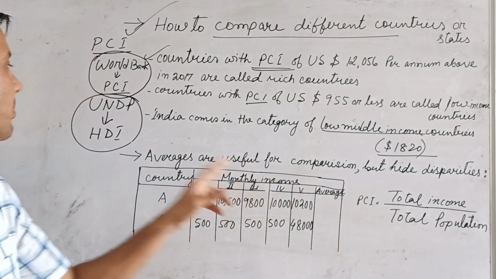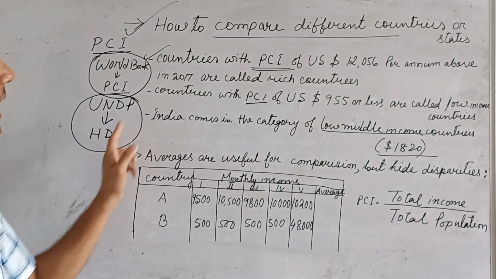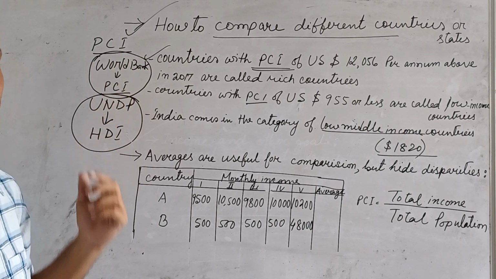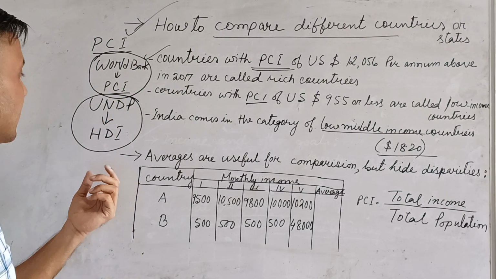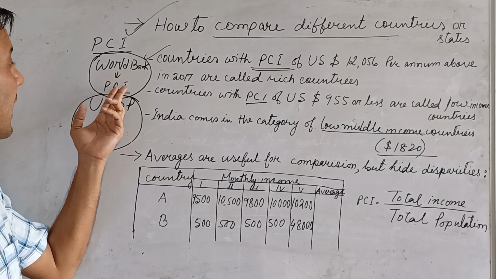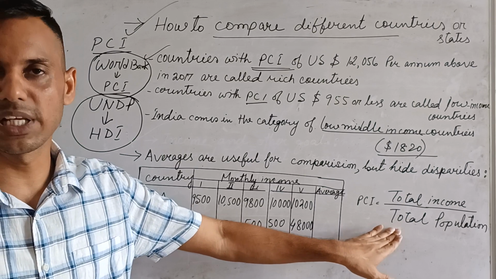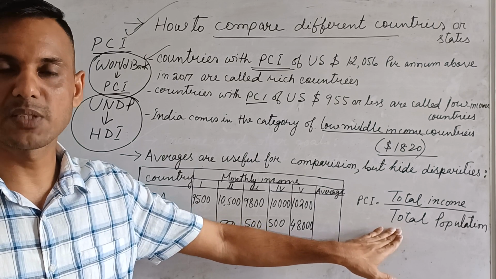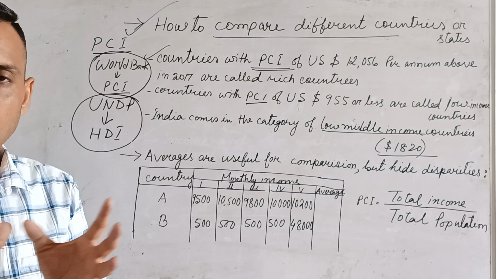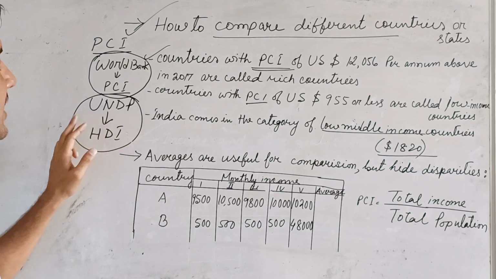So that's why UNDP uses the broad concept, the Human Development Index. Is it clear? How to compare different countries or states? You will write that the World Bank uses per capita income, but UNDP uses the Human Development Index. Why? Because per capita income depends on the total population. If more population, less PCI, and if less population, high PCI. So it cannot show the real picture. So that's why this one is the broad concept.